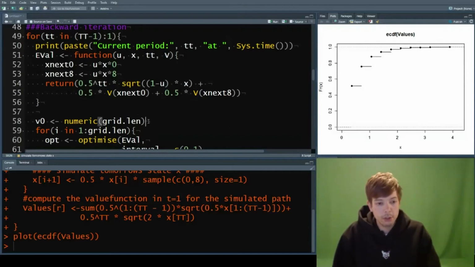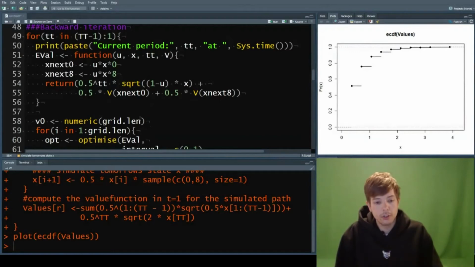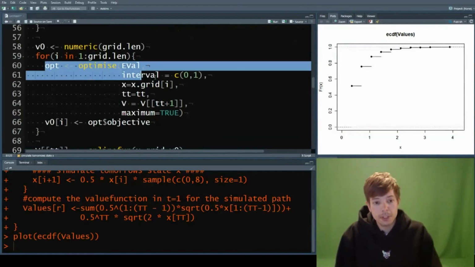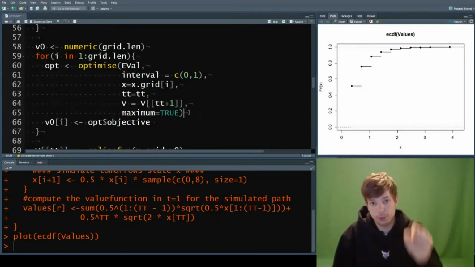This one here is the value function of the next period. We can then also define a grid of value functions. Previously, we only defined a grid of potential states. Now we define an empty grid of values for all of these state grid points here. And then we go over this whole state grid. For each point in the state grid, we optimize the expected value function with respect to the control. So we find the optimal control for each potential state.